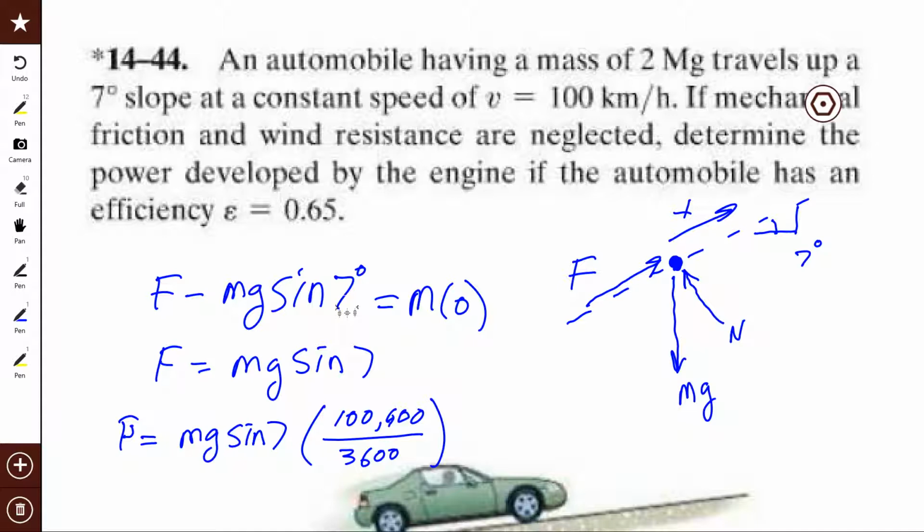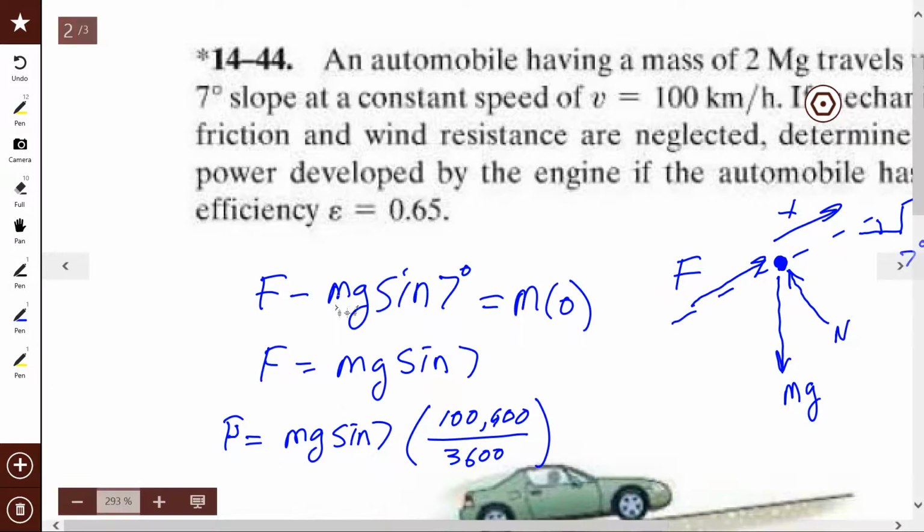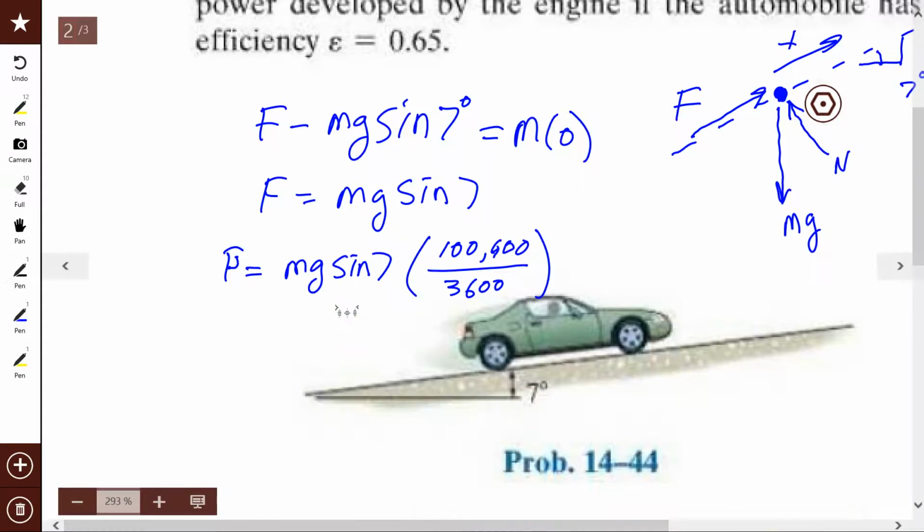Okay, so that's the power. That's the power that is being used by the automobile. That's the power that's coming out of the engine, right? What is efficiency? 0.65 is the efficiency. That's equal to what?